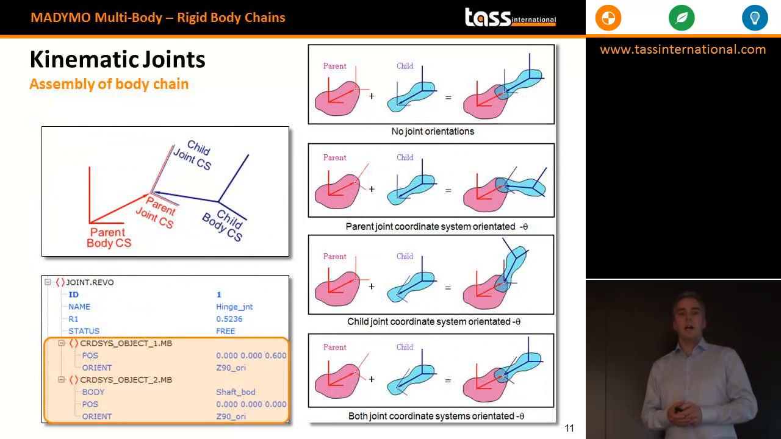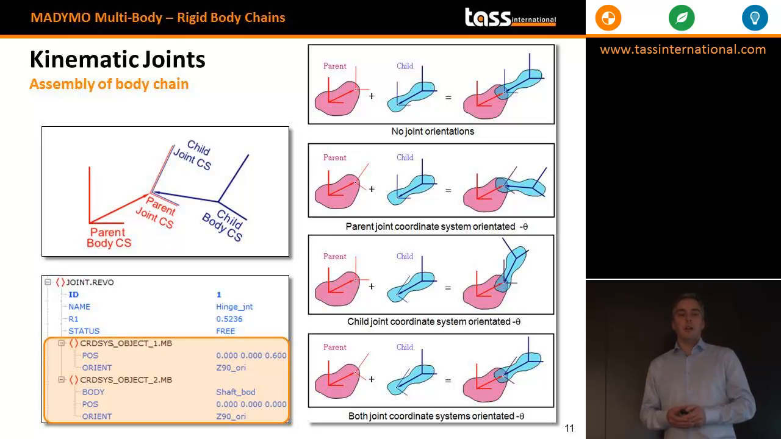On this slide you will see how a joint is defined in MADYMO. We have the keyword, in this example revolute joint, joint.revo, and you have two child elements for the coordinate systems for the positioning of the joint on each of the bodies. On the top left picture you see in red a body local coordinate system for the parent body. With coordinate system underscore object 1.mb, the position and the orientation of the joint coordinate system with respect to this parent body coordinate system is defined.